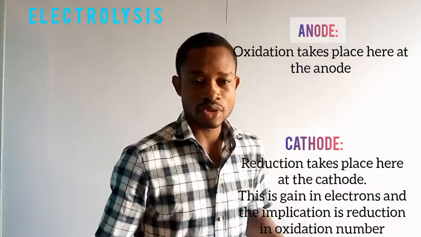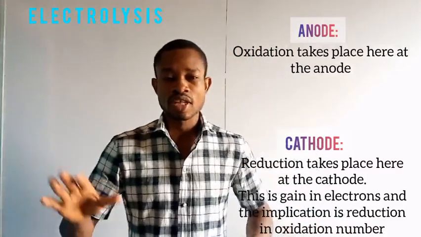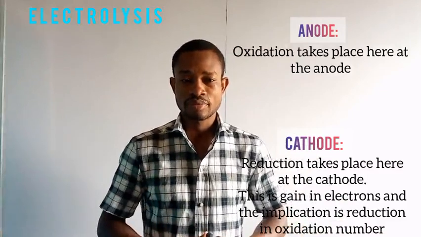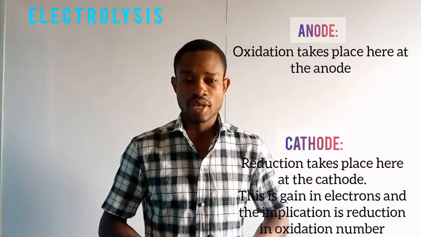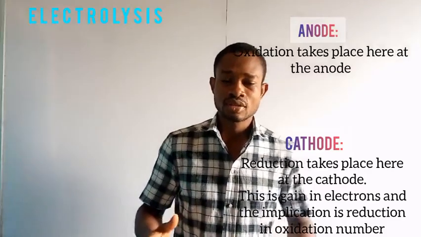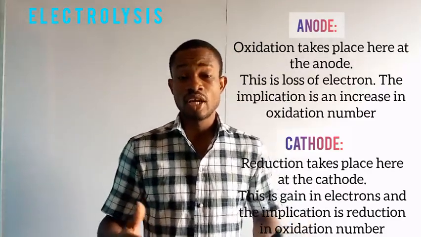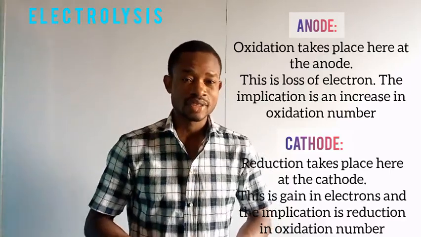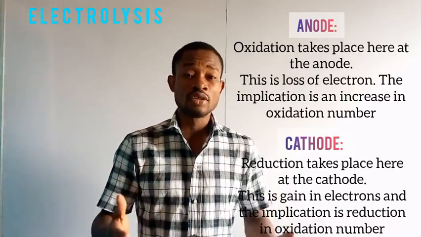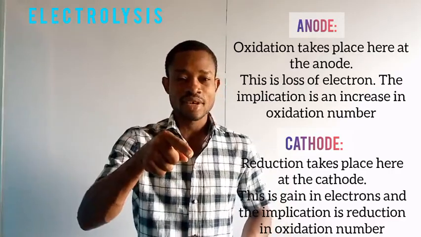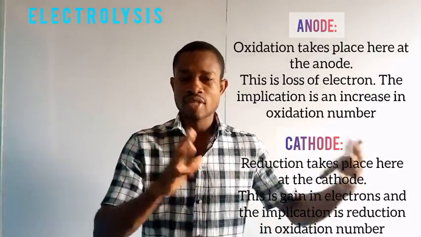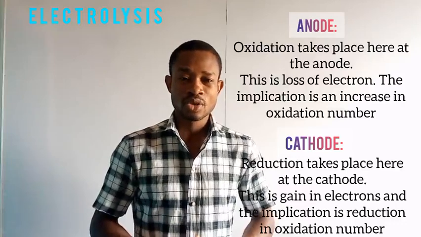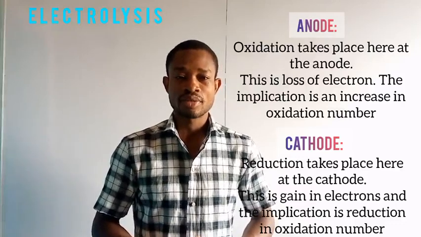What happens at the anode? At the anode of these two cells, electrolytic or electrochemical cell, oxidation takes place there. And what is oxidation? Oxidation simply means a loss in electron. And when electrons are being lost, what is the effect on the oxidation number? The oxidation number of that ion will now increase. Take note, loss in electron takes place at the anode of both cells, and that is oxidation. And this leads to an increase in the oxidation number.